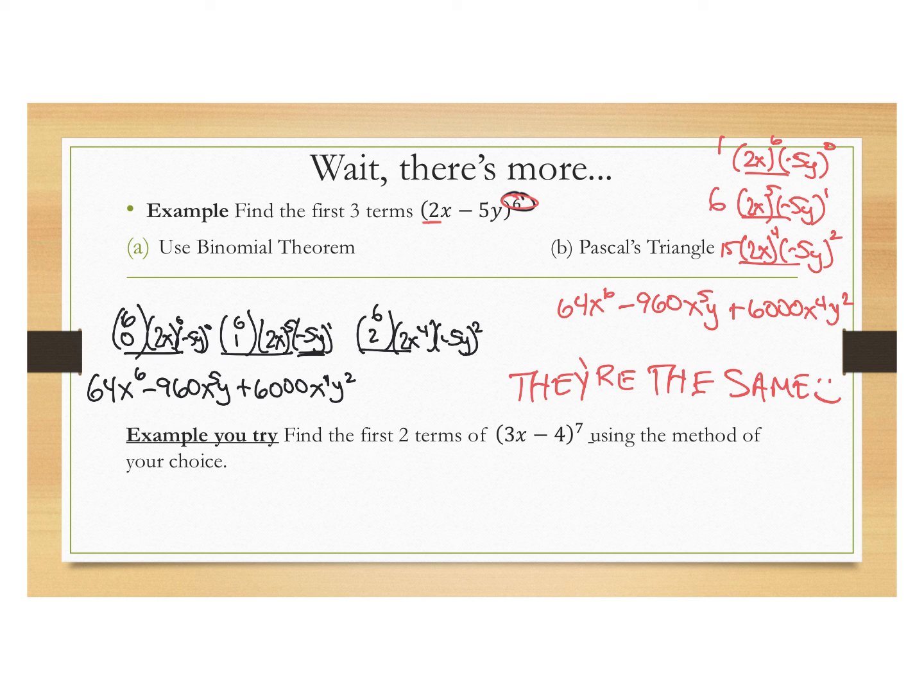And hopefully you found this one to be 2,187 x to the 7th minus 20,412 x to the 6th.